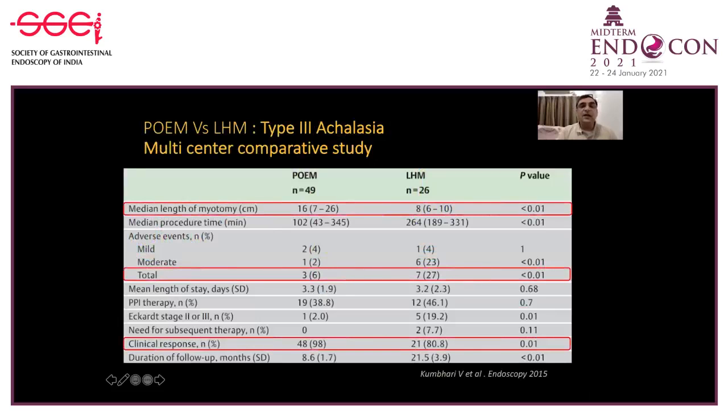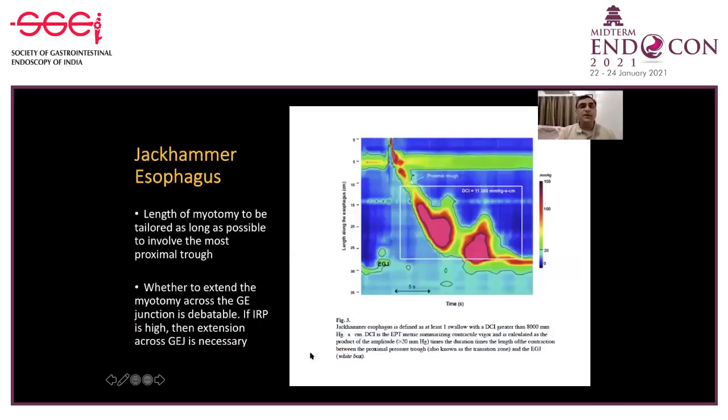So this is the study which has been done by Vivek Kumbhari and published in Endoscopy 2015, showing LHM versus POEM in type 3 achalasia. You have a longer length of myotomy which is achievable with POEM, very few adverse events, and a very good clinical response to the tune of 98%.